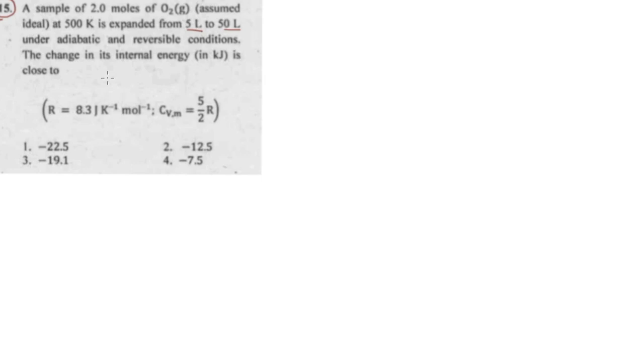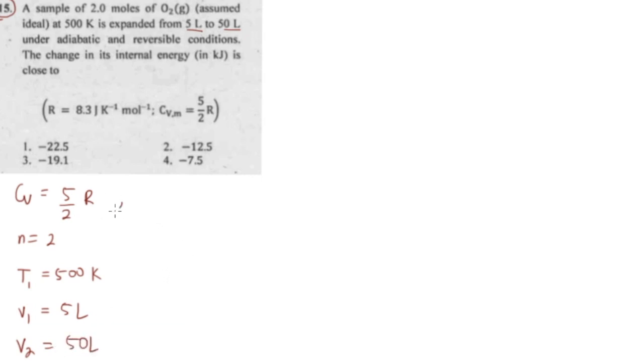The change in internal energy in kilojoules, that's what you have to calculate. The thing which is given to you is that CV is given as 5/2 R. Next, your n value is given in the question, that is 2 moles. Your temperature T1 initially is 500 Kelvin. Then your V1, the initial volume, is 5 liters. Your final volume is 50 liters. So these are the things given to you.